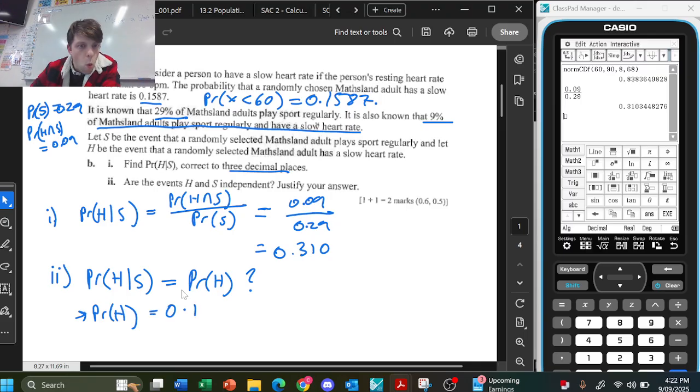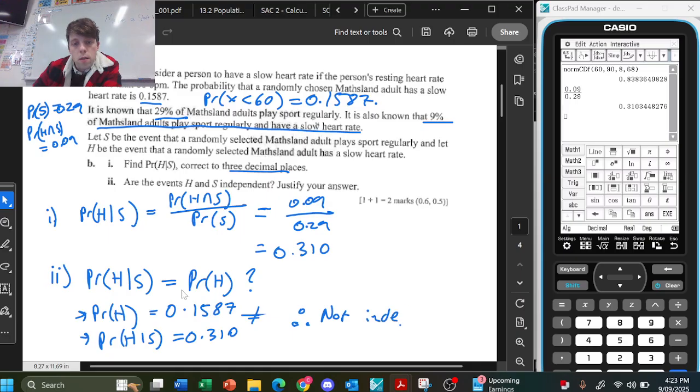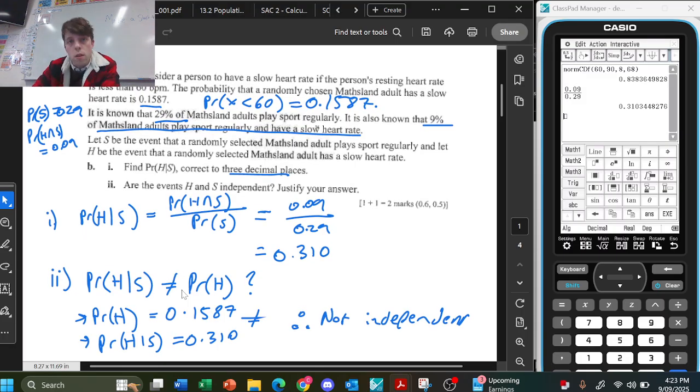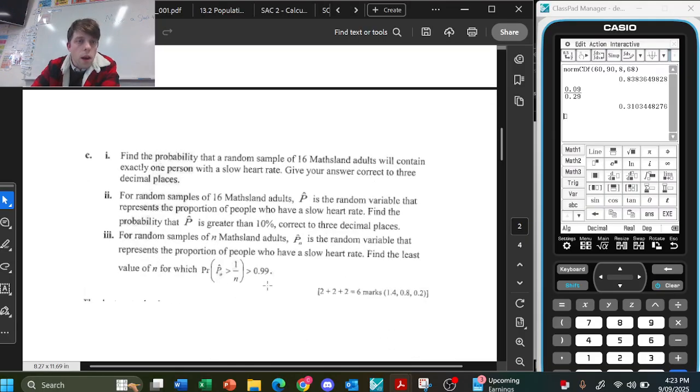0.1587. And in this last question, we just found that the probability of H given S is equal to 0.310. And we can see that these things are not equal to one another. So therefore, we can say that no, they are not independent of one another, just by doing this quick little check. Given that these things are not equal, they are not independent. Awesome. All right, moving forward.